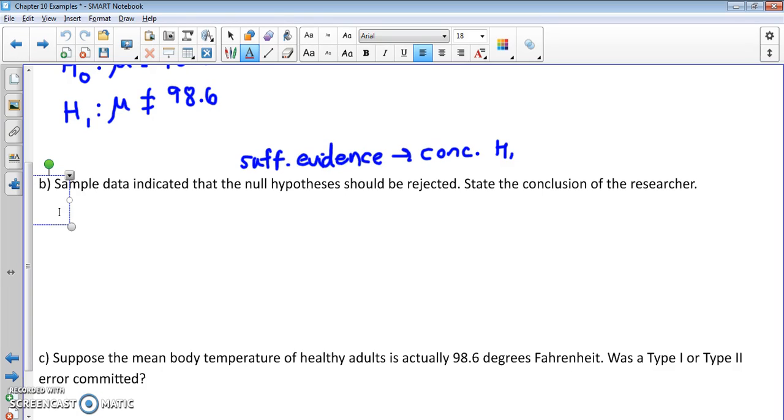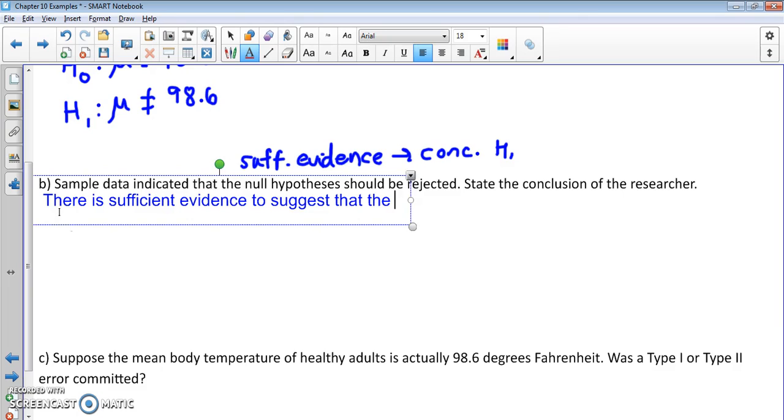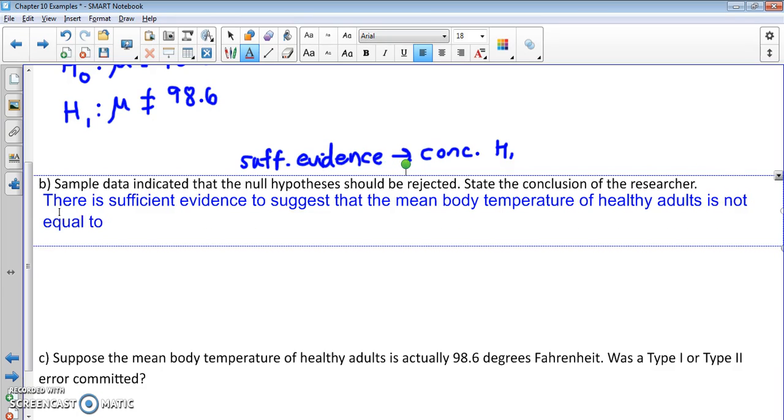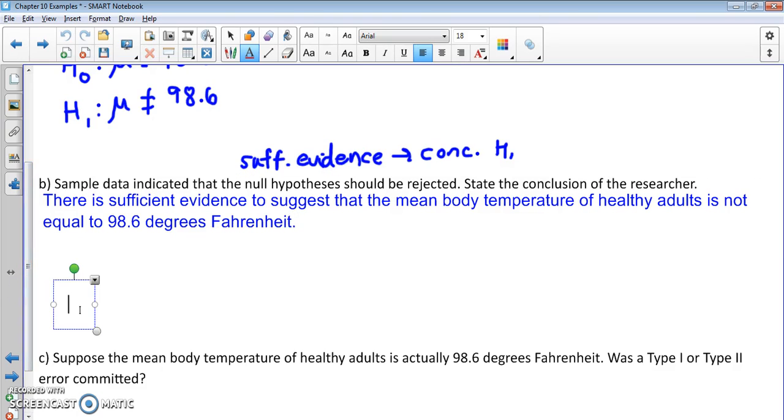Again, I apologize. Dogs going a little bit crazy. So that would mean that there is sufficient evidence to suggest that the mean body temperature of healthy adults is not equal to 98.6 degrees Fahrenheit.